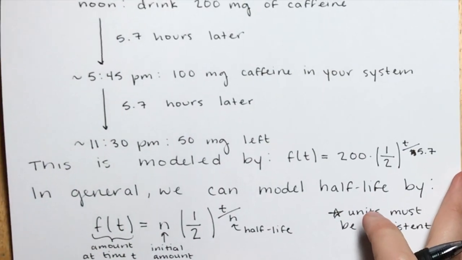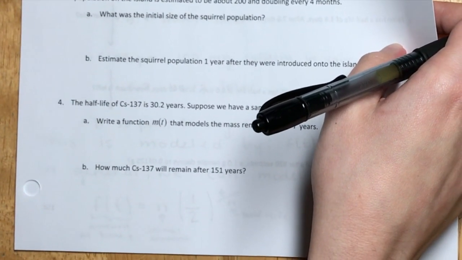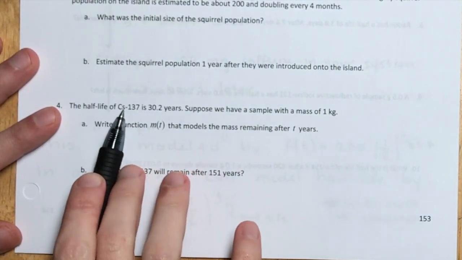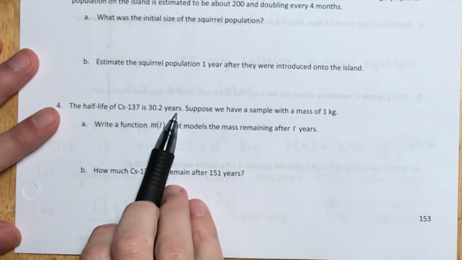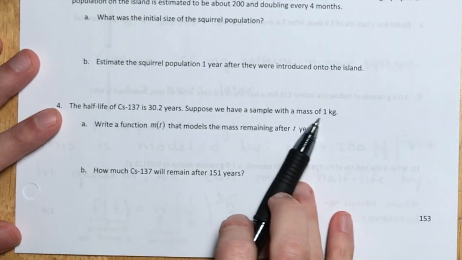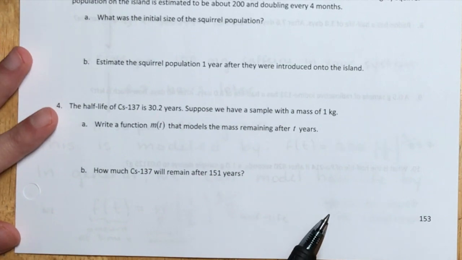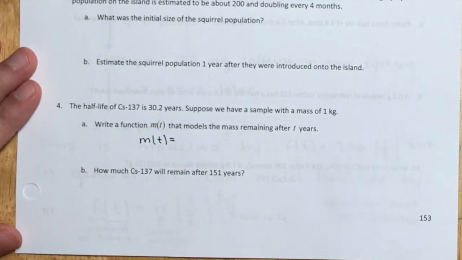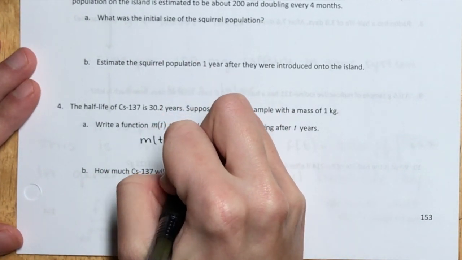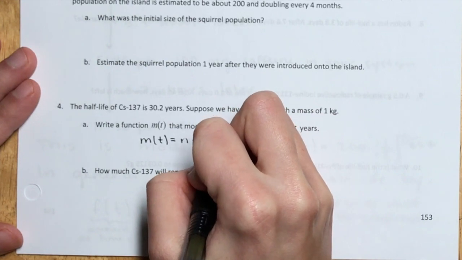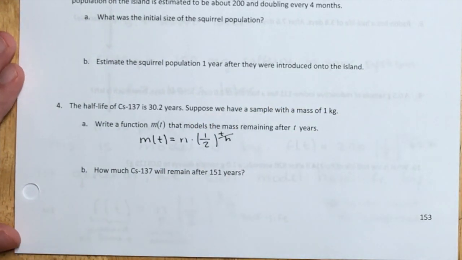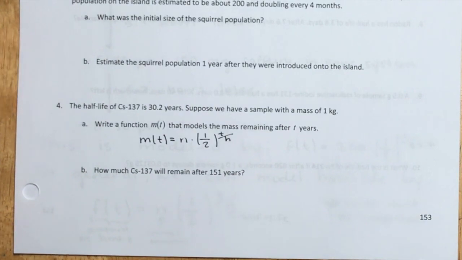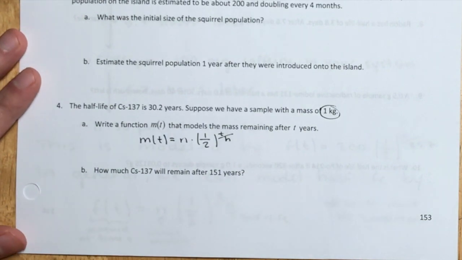Okay, so let's give this one a shot. This one might seem familiar to those of you who have taken chemistry. The half-life of cesium-137 is 30.2 years. Suppose we're starting with a sample that has a mass of 1 kilogram. So we want to write the function first. So m of t models the mass remaining after t years. So our formula looks like this. Make sure my h looks different from my n. What does this n represent? It represents the amount that we're starting with. We're starting with 1 kilogram. So n is 1 here.